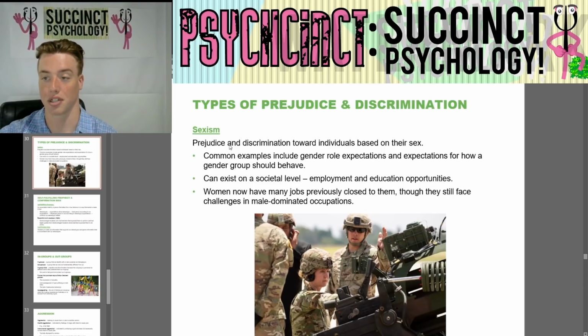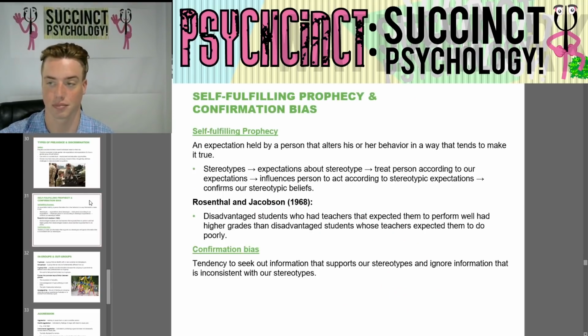It is the prejudice and discrimination toward individuals based on their sex. Common examples include gender role expectations and expectations for how a gender group should behave. It exists on a societal level and affects employment and education opportunities. Women now have many jobs previously closed to them, though they still face challenges in male-dominated occupations. So you can see right here, this woman is serving in the military, previously couldn't, but she's probably facing a lot of challenges being in that male-dominated field.